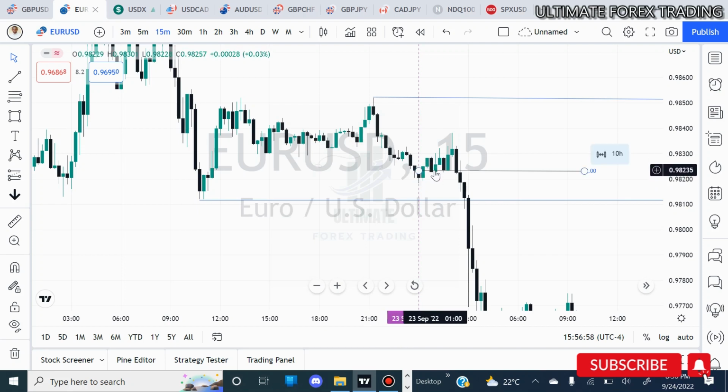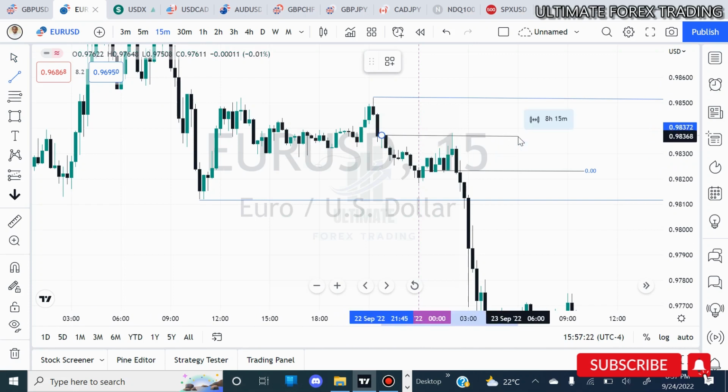Then from 1 a.m. we saw a little expansion, a bearish candle. Then we have a very good expansion into this fair value gap, right? Into this fair value gap. That is the opposing fair value gap, right?